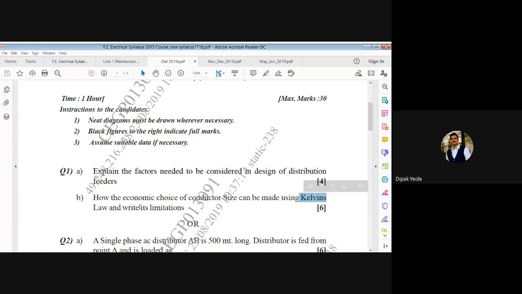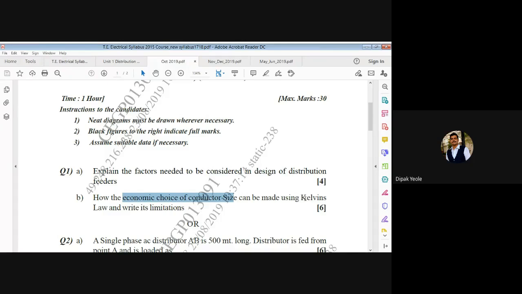The second question is how the economic choice of conductor size can be made using Kelvin's law, and write its limitation. We have seen Kelvin's law also. What is Kelvin's law? Kelvin's law is used for finding out the economic choice of conductor size. We have to remember one equation: the cost which is used for installing or erecting the towers is equal to the loss which occurs in that particular line. So that should be balanced. That is nothing but Kelvin's law.